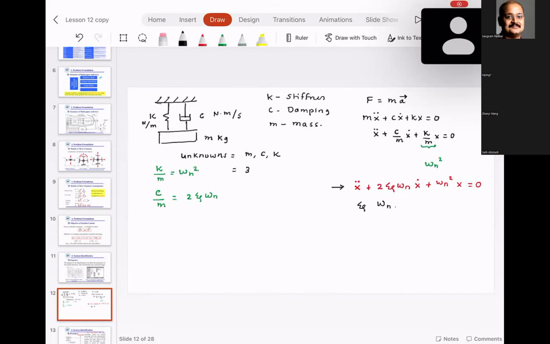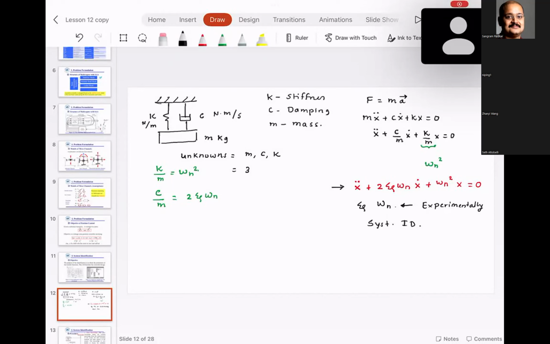One is zeta and the other one is omega n. So what it means is, if somehow I can find out zeta and omega n, I know what the system parameters are. And determination of zeta and omega n experimentally is nothing but system ID, or system identification.